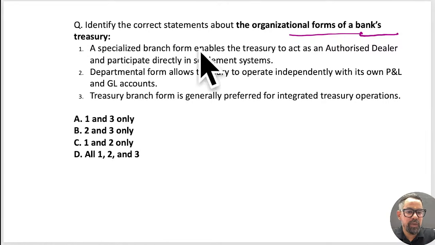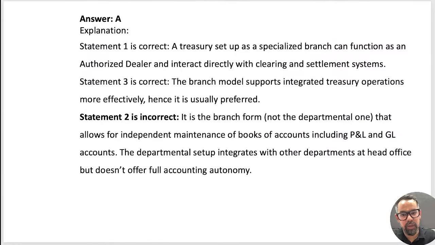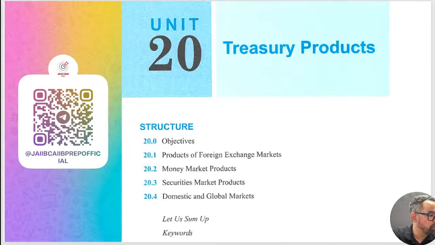So a specialized branch from the formed in, okay, this question we have solved earlier also, right? This is true. This is your treasury operation. This is wrong and this is true. 1 and 3, A will be the right answer for this particular one.